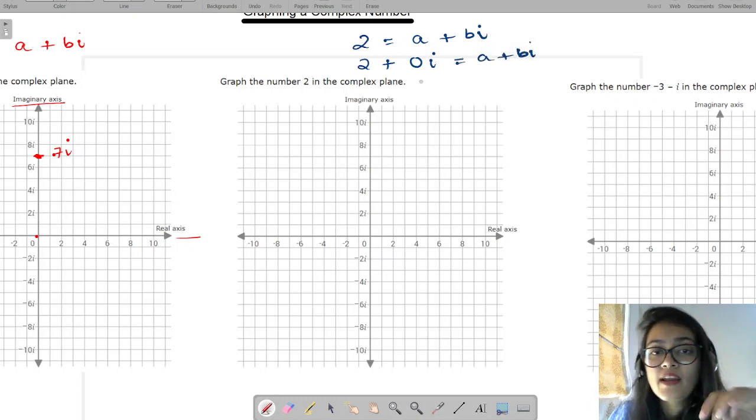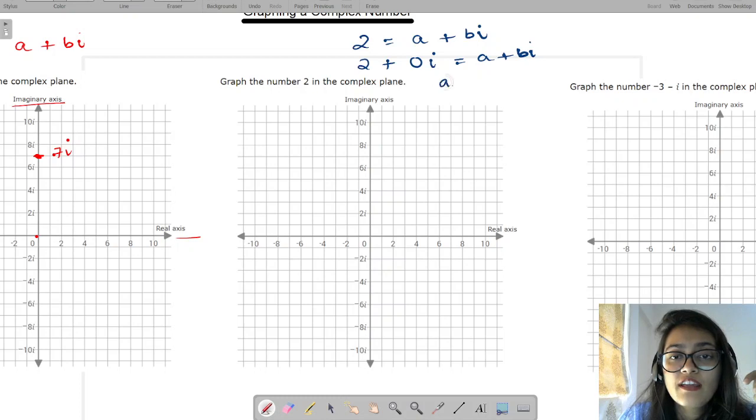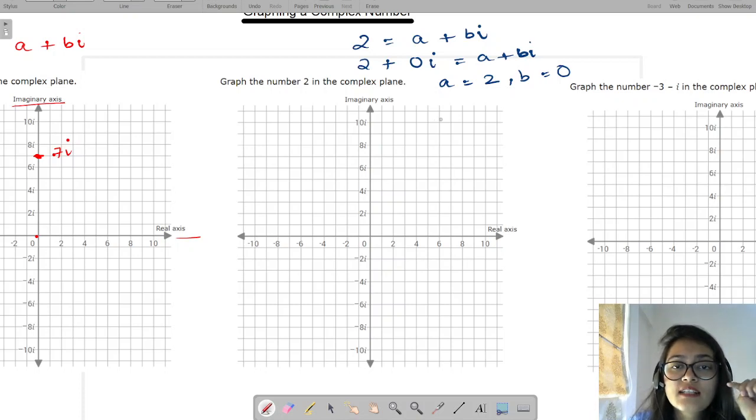Now upon comparing, I get that value of a here is 2 and value of b here is 0. That means on the real axis I have to move 2 units in the right direction, so that means over here, and on the imaginary axis we don't have to move, we just stand there. So since b is equal to 0, this is the complex number 2.